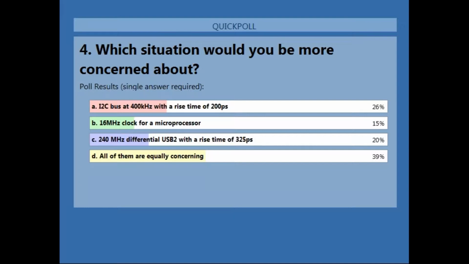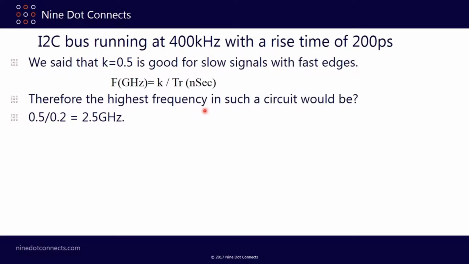Don't feel too bad. I kind of threw in a trick there because I said which one is the more concerning situation. If you didn't look at that, all of them are concerning, but not equally. So those of you who voted for A, you got the right answer. And the key is the 200 picosecond rise time. Because if we take 0.5, which we talked about as K, and we sub that into the equation, we come up with 2.5 gigahertz as our highest frequency of concern.